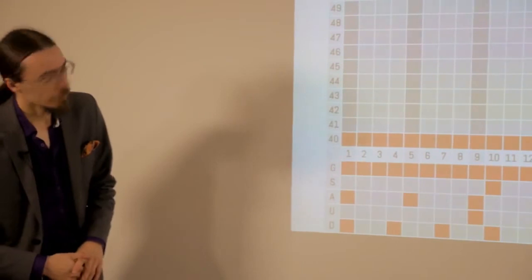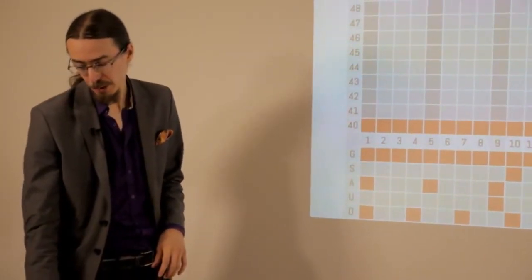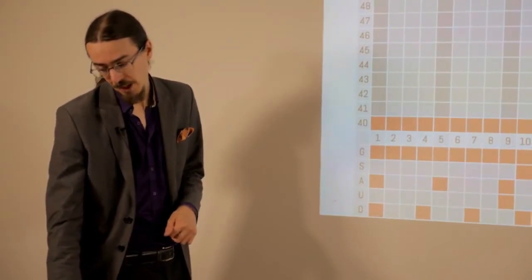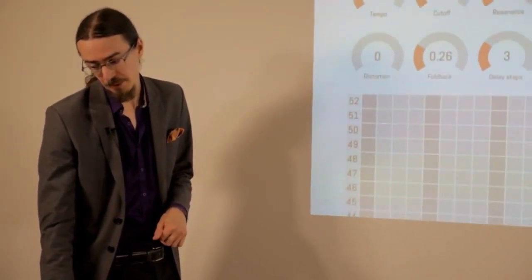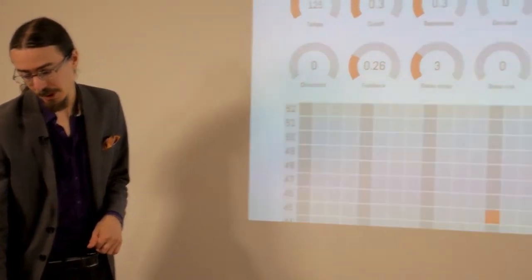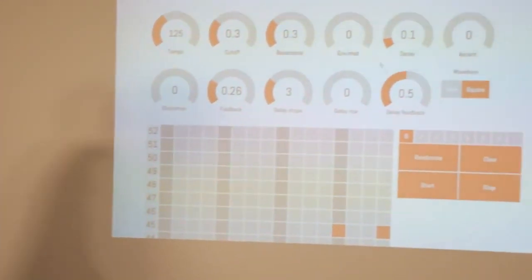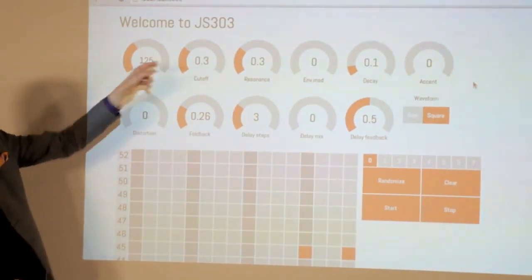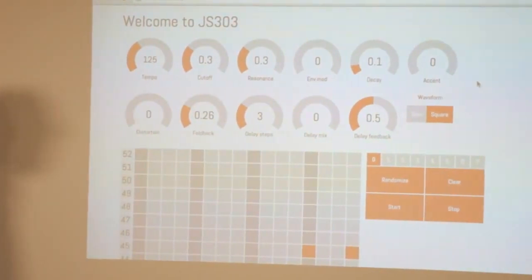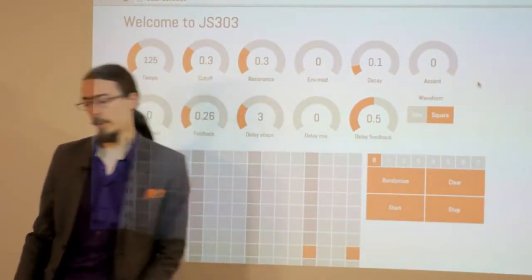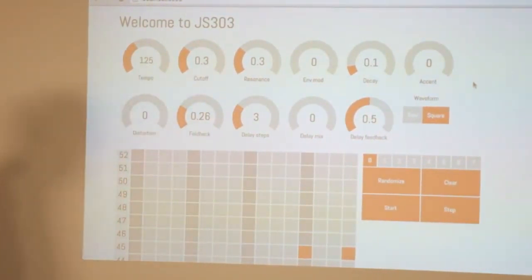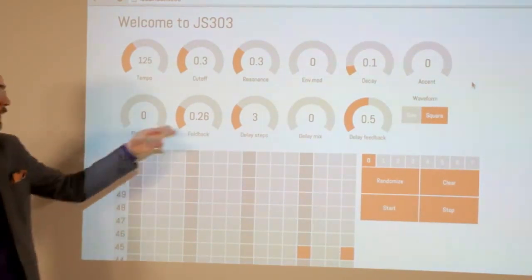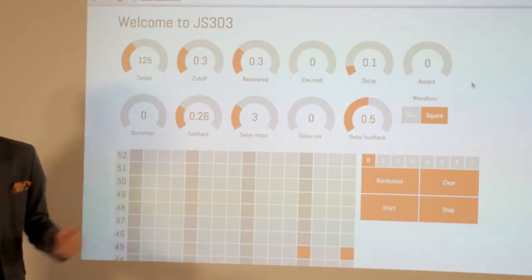Now, on the right, we have a bunch of buttons to randomize and clear the patterns, which is kind of cool, and you can start and stop them. And on the top, this is where the magic happens. We have 2 rows of knobs, and the top one, these are actually the knobs that are on the TB303, including this button here to choose the waveform. And I added 2 effects just to make it a bit more interesting. I added a foldback distortion and a delay.